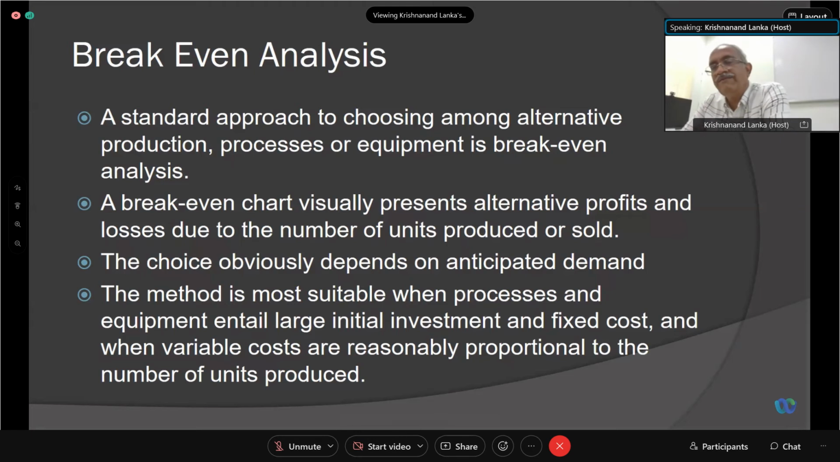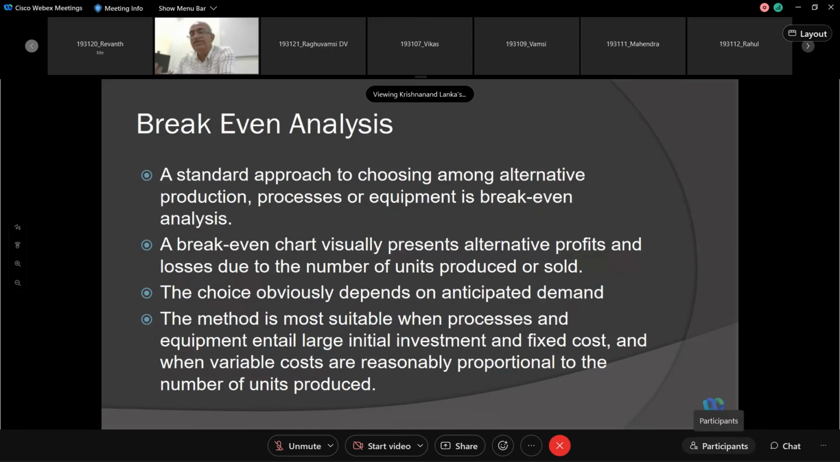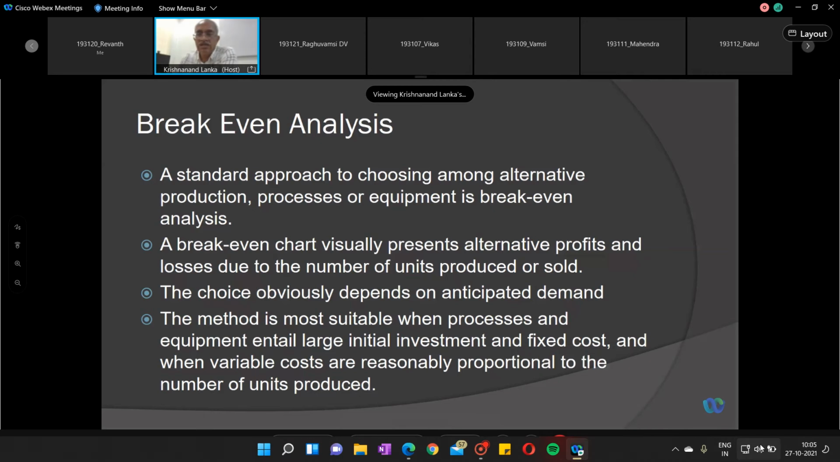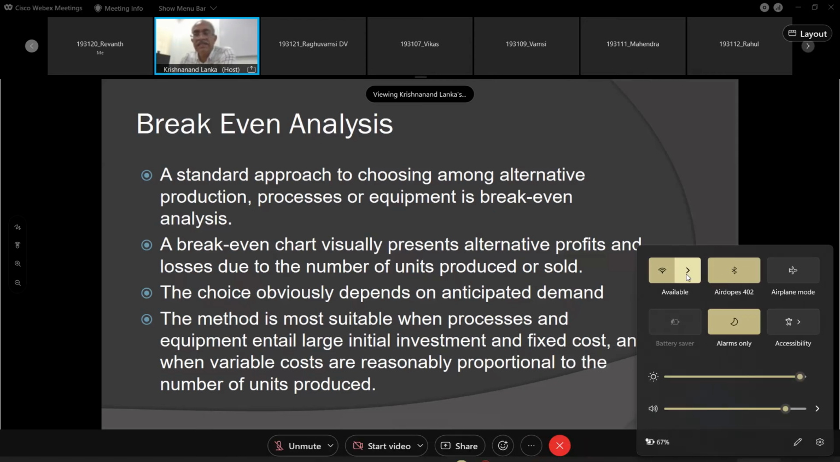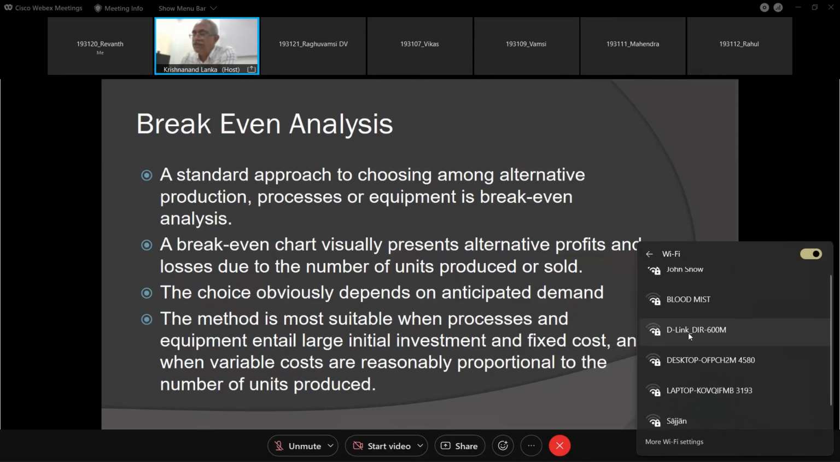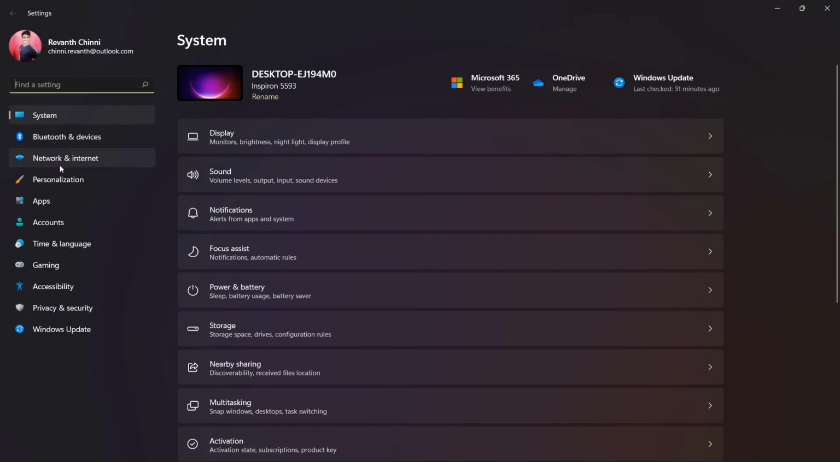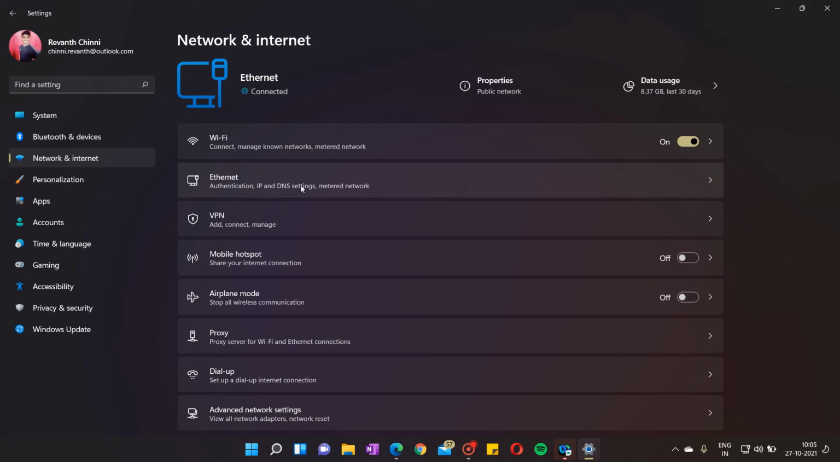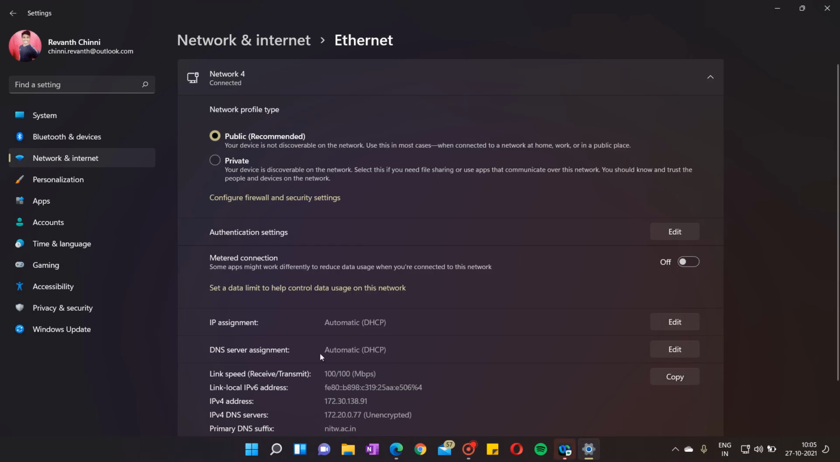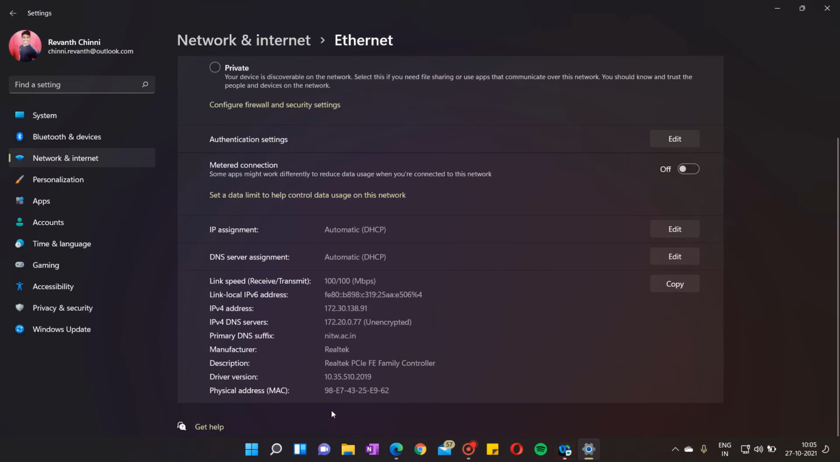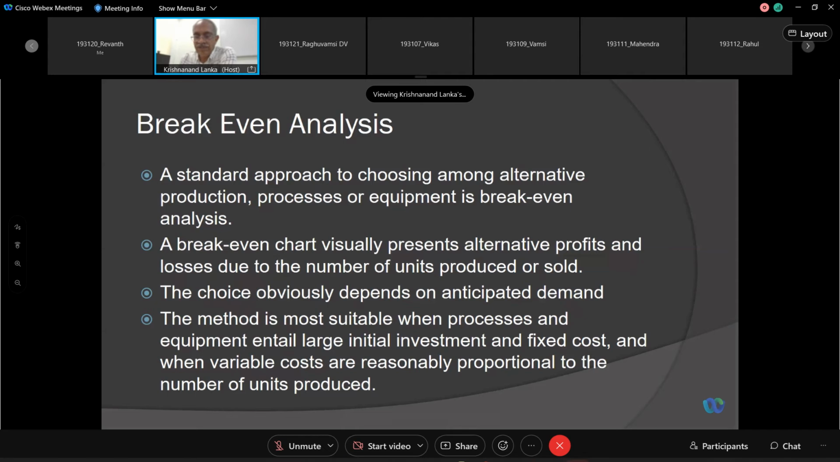Actually, there are different ways of classifying costs. When you want to calculate the cost of a product, that calculation is different from the kind of classification you use for break-even analysis. Basically, break-even analysis looks at what are the costs which are constant irrespective of volume of production. That kind of cost we call fixed cost. And those costs which change with the volume of production, we call variable costs.